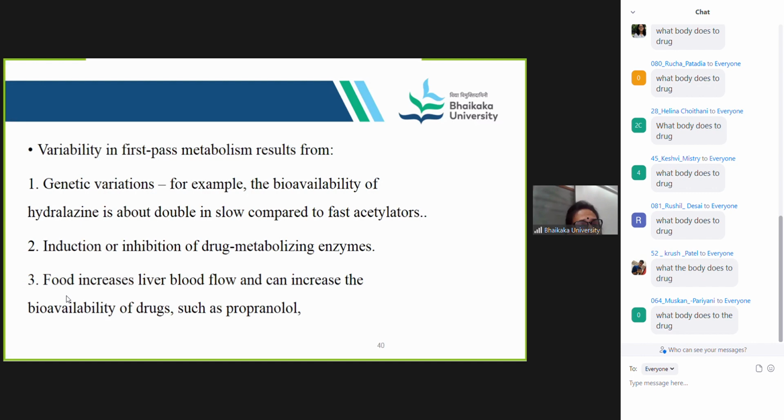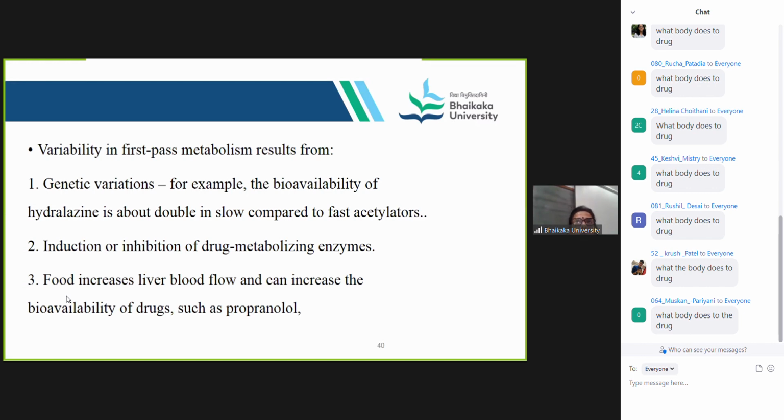There are certain drugs which induce the metabolism of other drugs, and certain drugs have the capacity of inhibition of other drugs. That also has an impact on first pass metabolism and bioavailability. Food also sometimes increases the liver blood flow, which can increase the bioavailability.